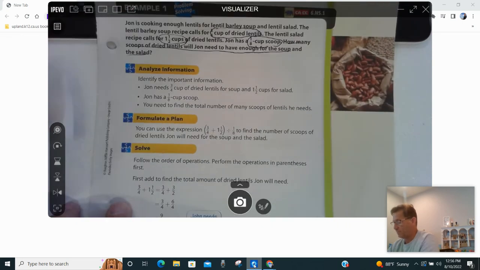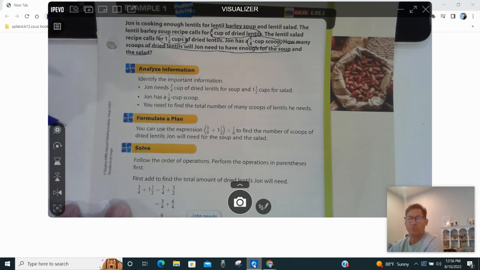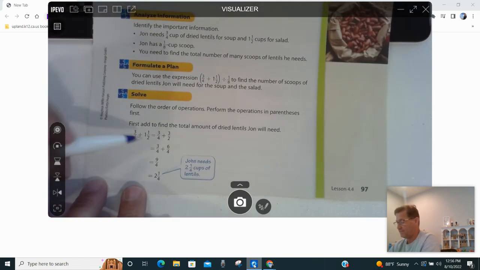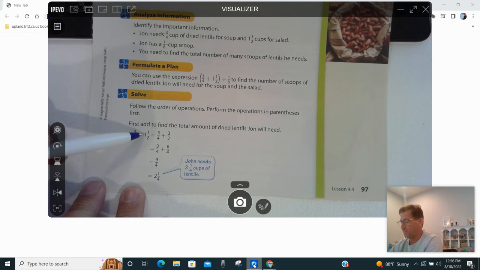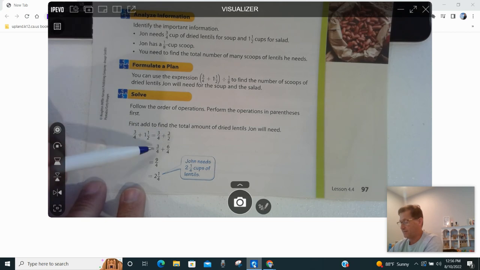So formulate a plan. We can use the expression 3/4 plus 1.5 for the total amount of lentils, divided by the 1/8 cup scoop. We have to do what's in parentheses first. So we're finding a common denominator, which would be fourths. And 3/4 plus 6/4 is 9/4. We can change that back to a mixed number, 2 and 1/4. You didn't have to use a fraction greater than 1 here. We could have written this as 1 plus a half and just added the fractions.